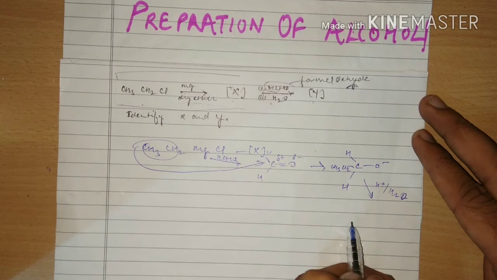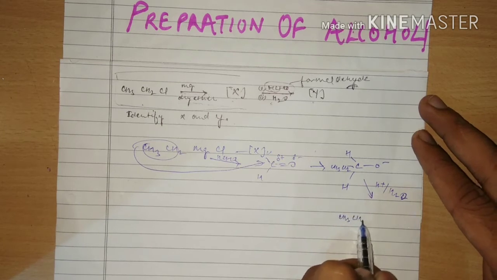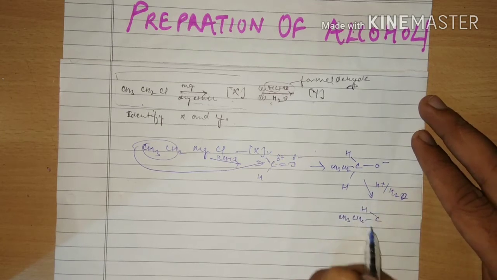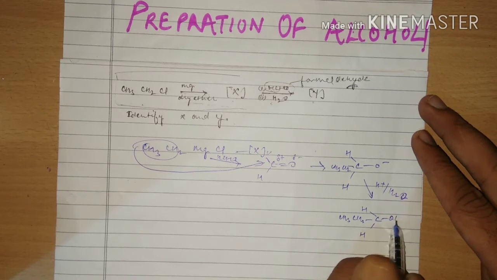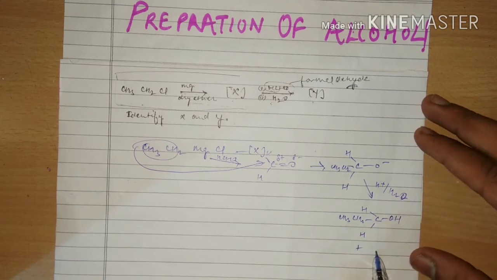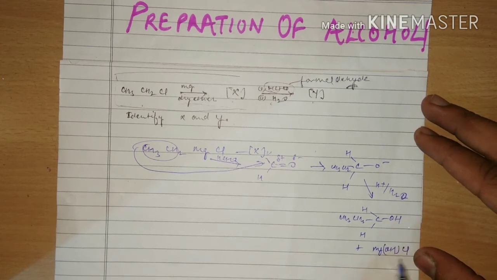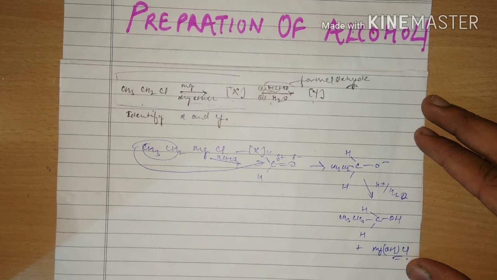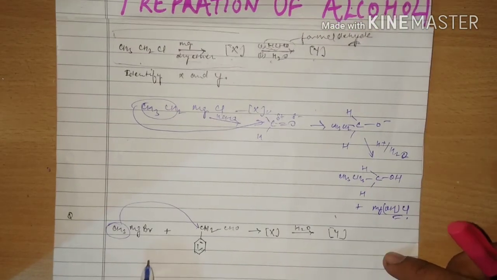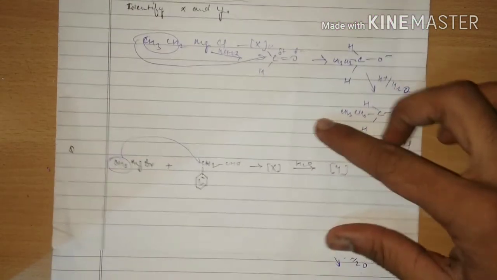Now this will react with H plus in the presence of H2O. We will get CH3CH2CH2OH plus Mg(OH)Cl. That's it. Let's see how to solve this question.